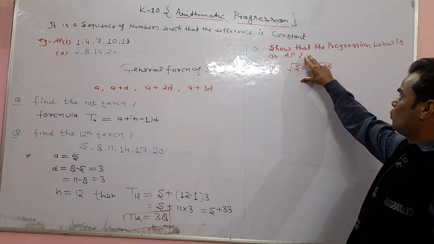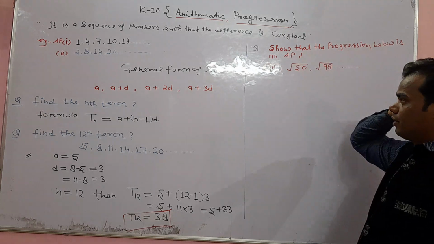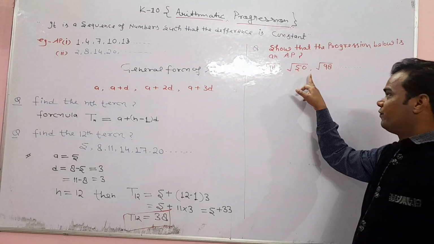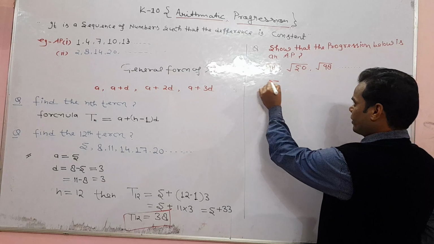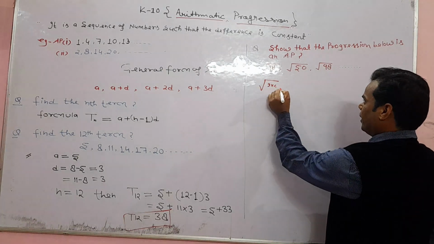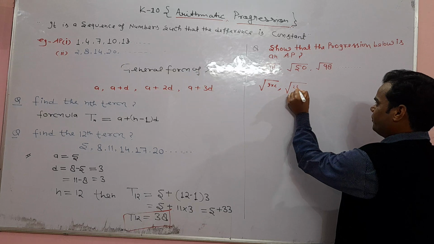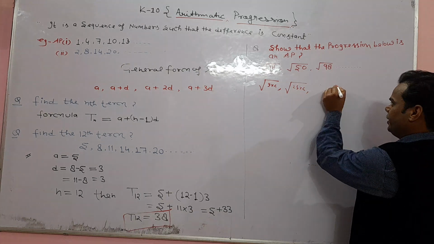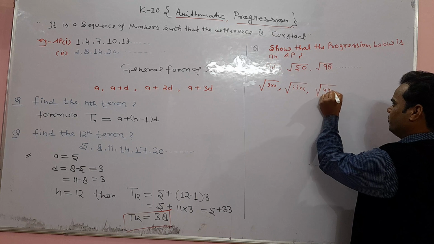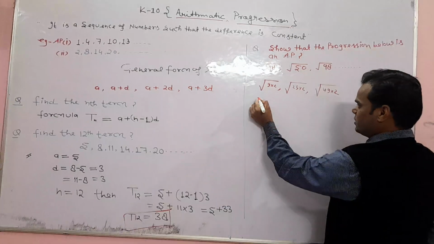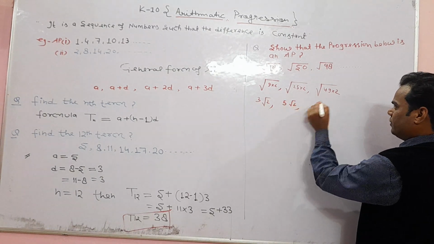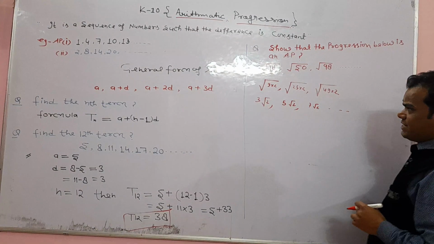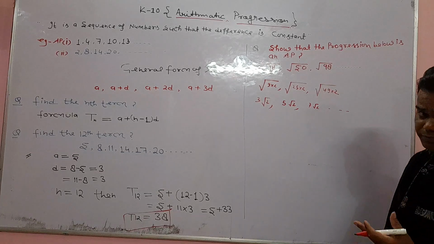Suppose your question is: show that the progression below is an AP. The numbers are root 18, root 50, root 98. So first we can simplify the numbers. You can write 18 as 9 into 2, 50 as 25 into 2, and 98 as 49 into 2. Then 9 means 3 root 2, and 25 means 5 root 2, and this number is 7 root 2. So we can check the common difference between two consecutive terms.